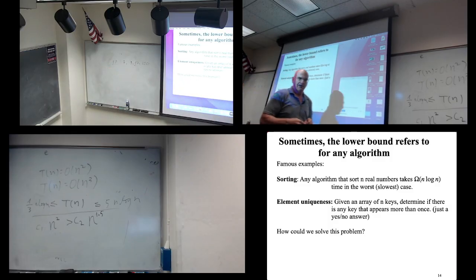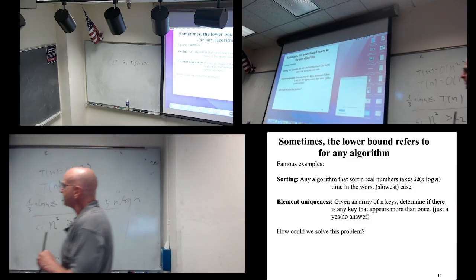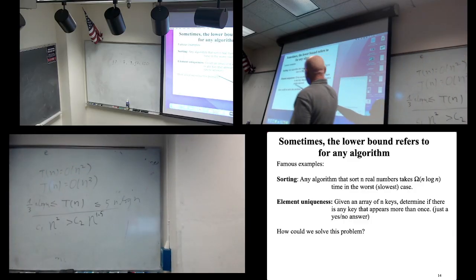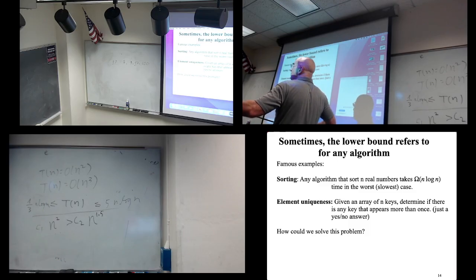So there are elements that appear more than once. The algorithm should say it's not unique. If all the numbers are different, the algorithm should say they are all unique. How would you solve this problem?